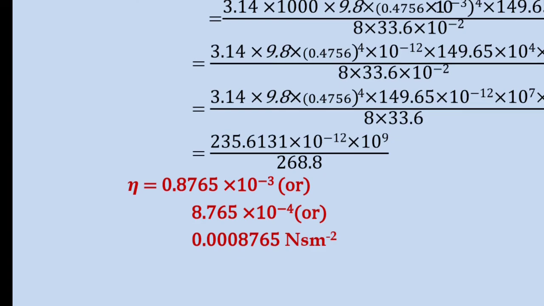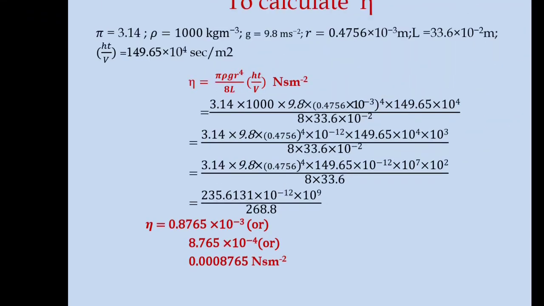From the experiments, the exact value obtained by experimenters for the coefficient of viscosity of water is 0.00082 to 0.001. So we have got an exact value of 0.0008765 Newton seconds per meter square at room temperature.